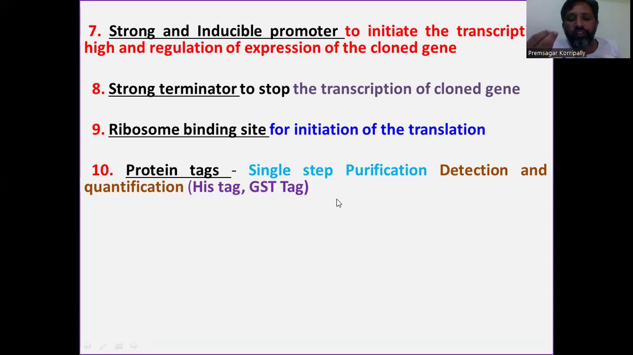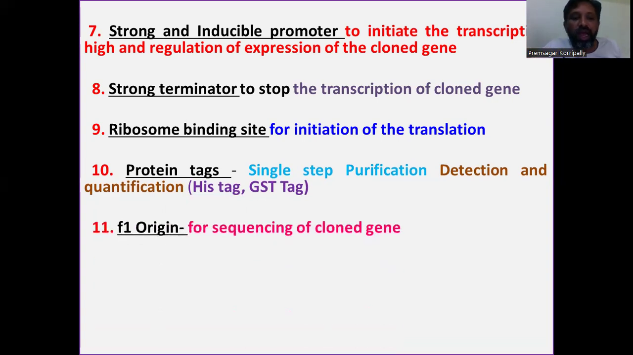And also if you want to quantify with the Western blot, these tags will be very useful. And here is the F1 origin. This is an F1 sequence which is used for sequencing of the cloned gene. When you want to know the structure of a gene sequence, you have to have an F1 origin. That F1 primer can be used to sequence your gene.